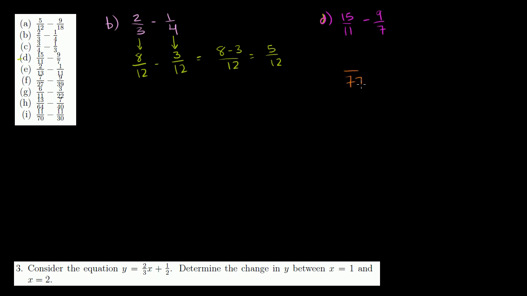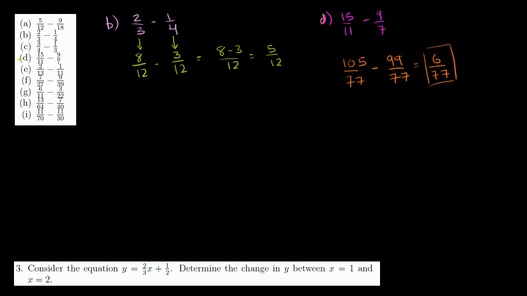So you have 77. To go from this 11 to 77, you have to multiply by 7. So 15 times 7. 15 times 7 is 70 plus 35. That is 105. And then we have minus over 77. 7 times 11 is 77. 9 times 11 is 99. So this is going to be 105 minus 99 over 77. What's 105 minus 99? It is 6. And we are done. You can't reduce this anymore. 6 and 77 don't have any common factors.